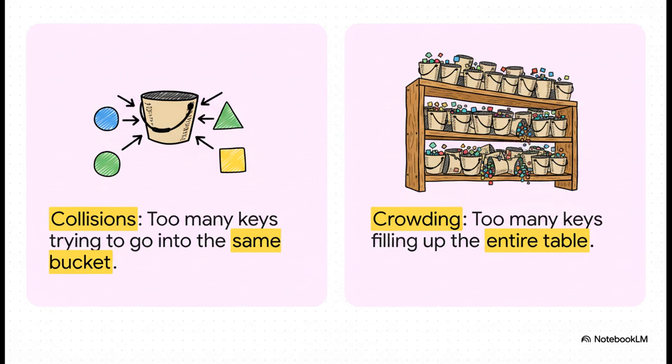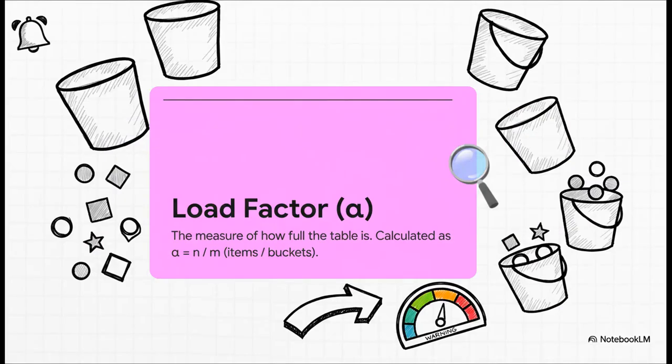And then there's villain number two, crowding. This is when the entire shelf of boxes is getting stuffed. You're just running out of space, and there's nowhere to spread things out nicely anymore. And what's cool is that we can actually measure this crowding with one single super important number. It's called the load factor, usually shown with the Greek letter alpha. It's a simple fraction, the number of things you've stored divided by the number of boxes you have. Think of this number as your personal early warning system.